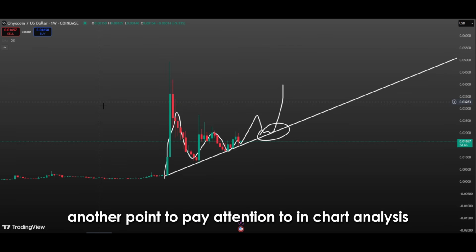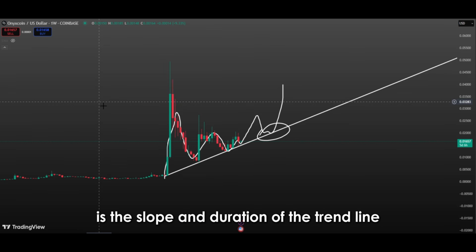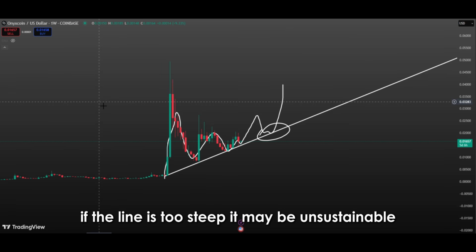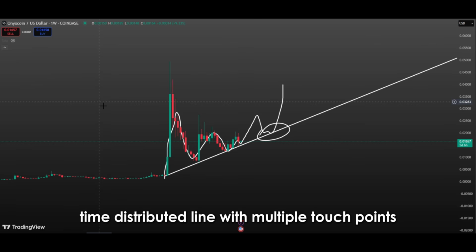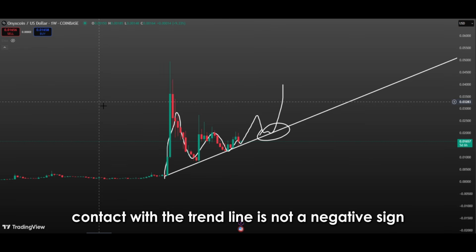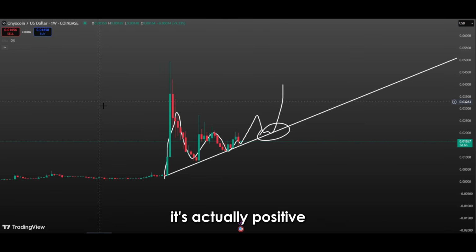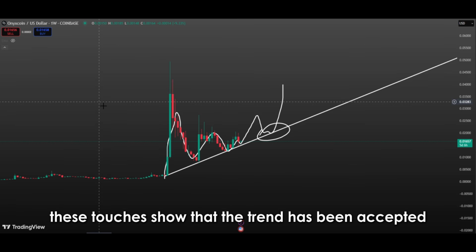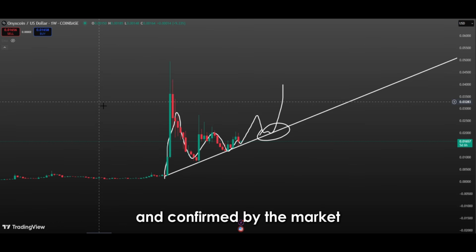Another point to pay attention to in chart analysis is the slope and duration of the trend line. If the line is too steep, it may be unsustainable. However, a more gradual, time-distributed line with multiple touch points indicates a much stronger and healthier uptrend. In such trends, frequent contact with the trend line is not a negative sign, it's actually positive. These touches show that the trend has been accepted and confirmed by the market.